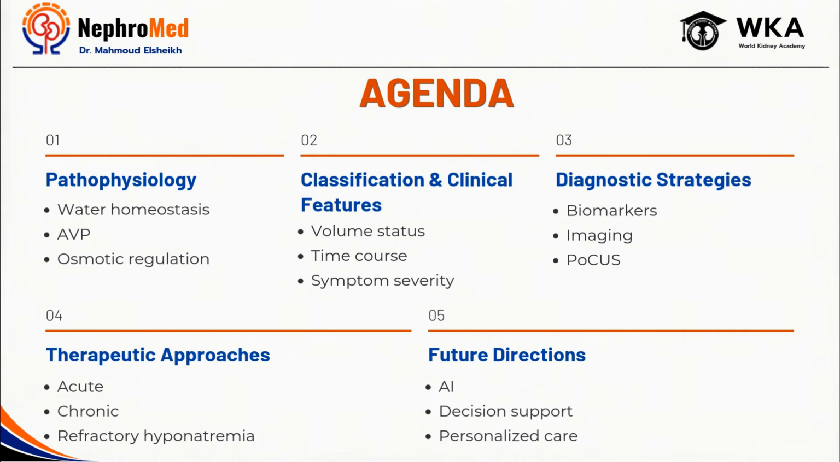After that, we'll discuss diagnostic strategies. This includes the evolving role of biomarkers, imaging, and point-of-care ultrasound, or what's known as POCUS, in bedside assessments. Next, we'll review therapeutic approaches, starting with acute management, then chronic hyponatremia, and finally, what we do with the refractory or difficult-to-treat cases. And toward the end, we'll touch on future directions, including how AI and clinical decision support tools and personalized medicine may reshape the way we approach hyponatremia in the near future. So with that overview in mind, let's start.